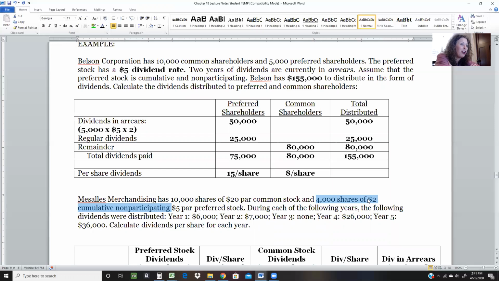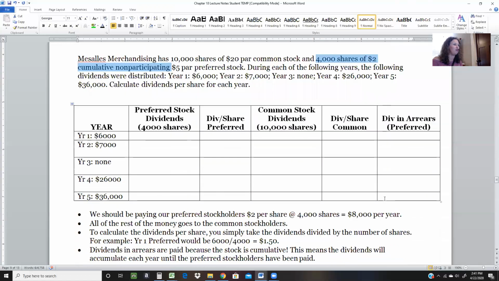All right. So during the following years, we give money out. In year 1, we give 6. In year 2, 7. Year 3, no dividends. Year 4, 26. And year 5, 36. Calculate dividends per share for each year. All right. That's a big old table.